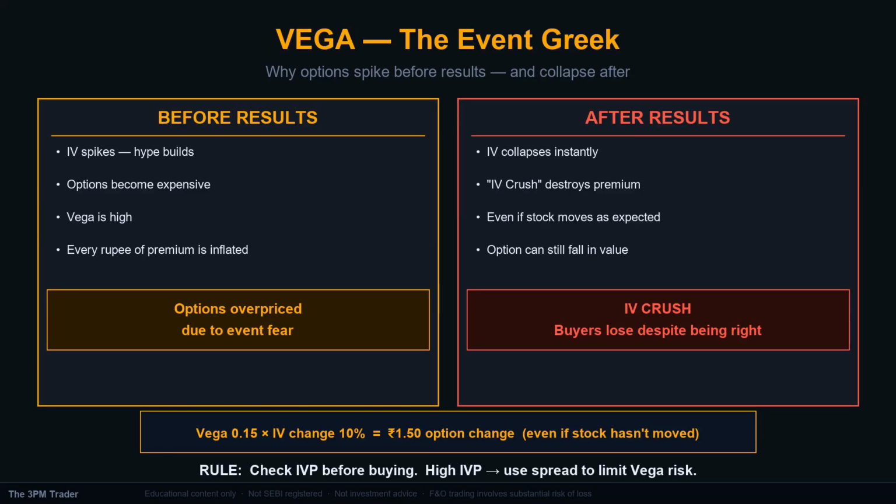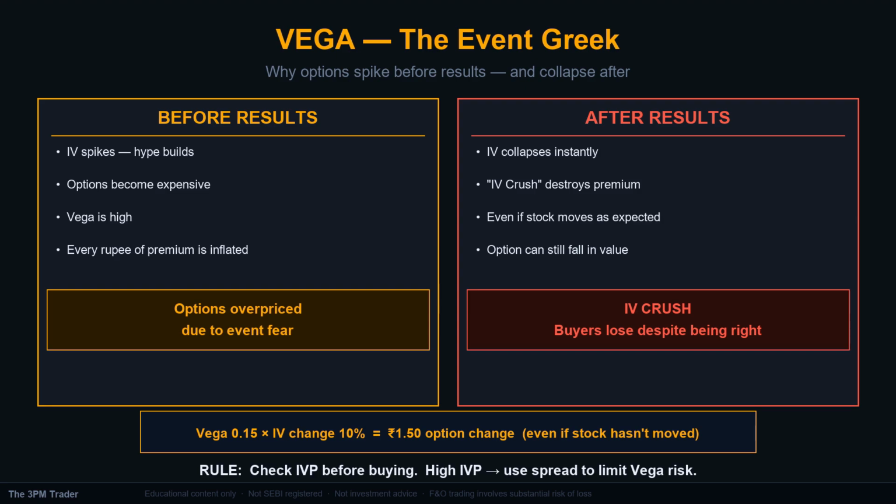Vega. This one catches traders completely off guard, especially before results and budget days. Vega measures how much your option price changes for every 1% change in implied volatility. If your option has a Vega of 0.15 and implied volatility rises by 10%, your option gains 1 rupee 50, even if the stock has not moved. Sounds good? Here is the trap.